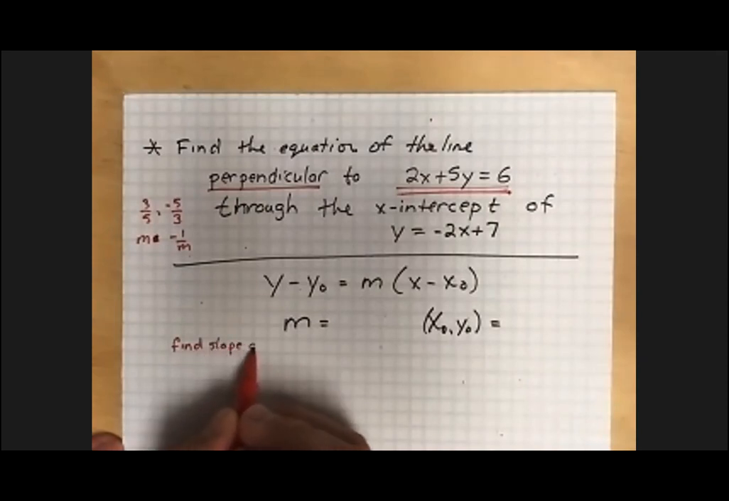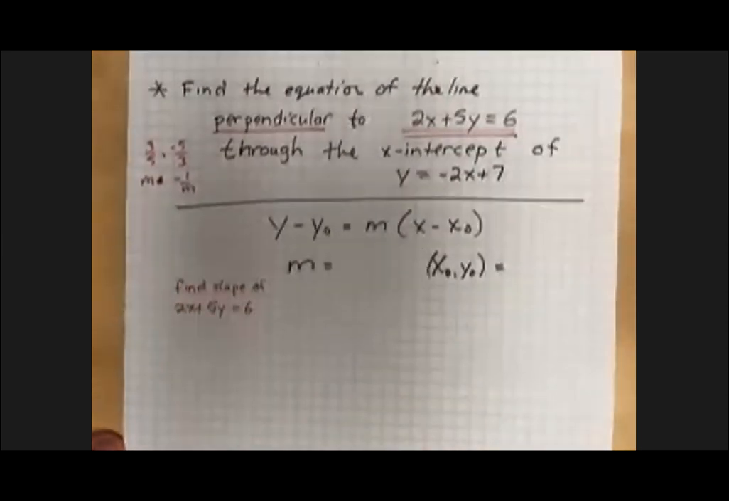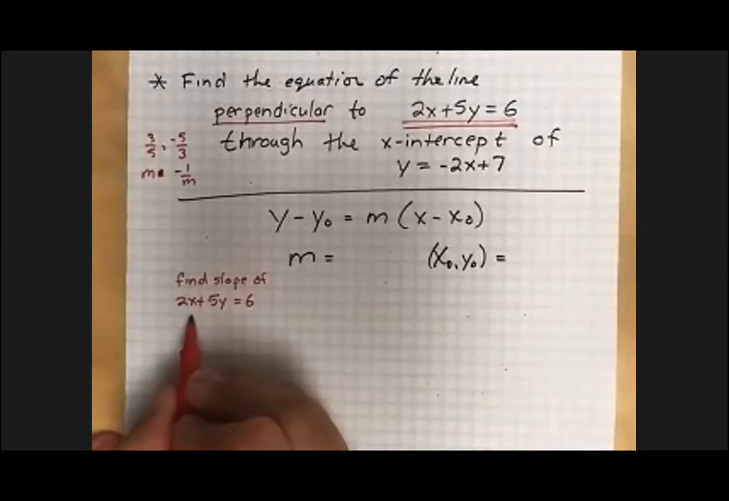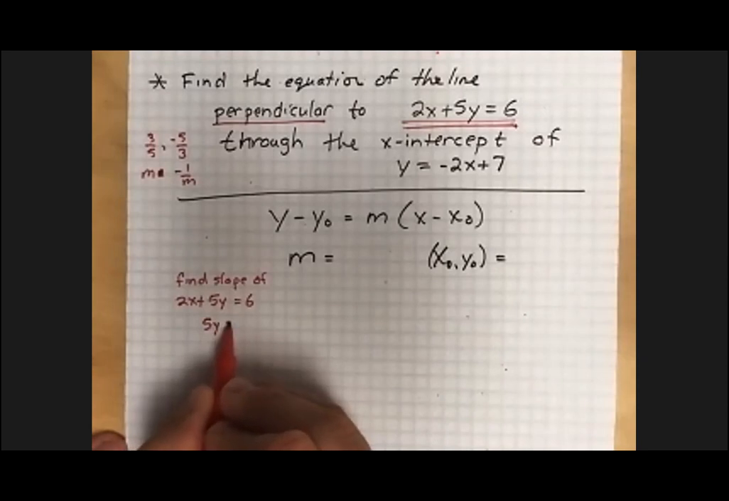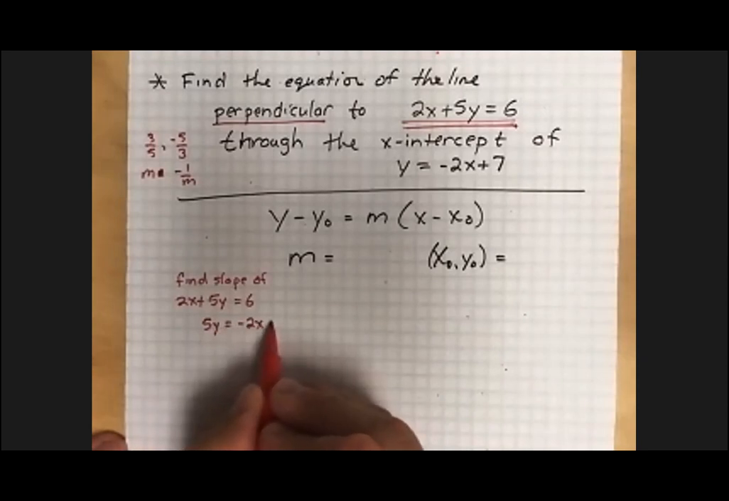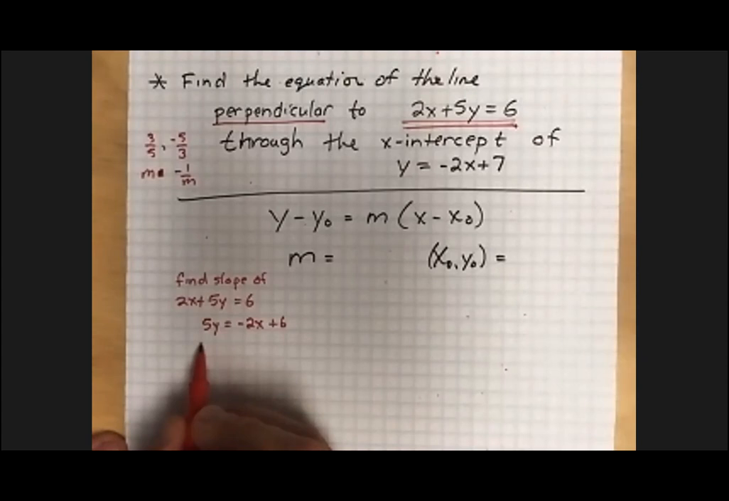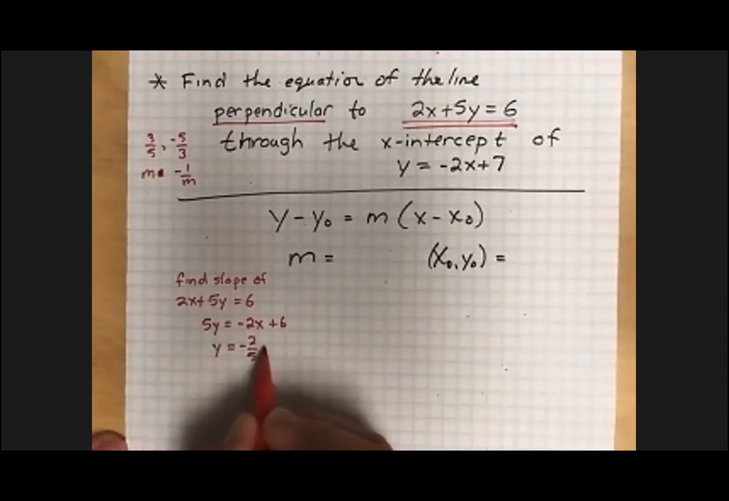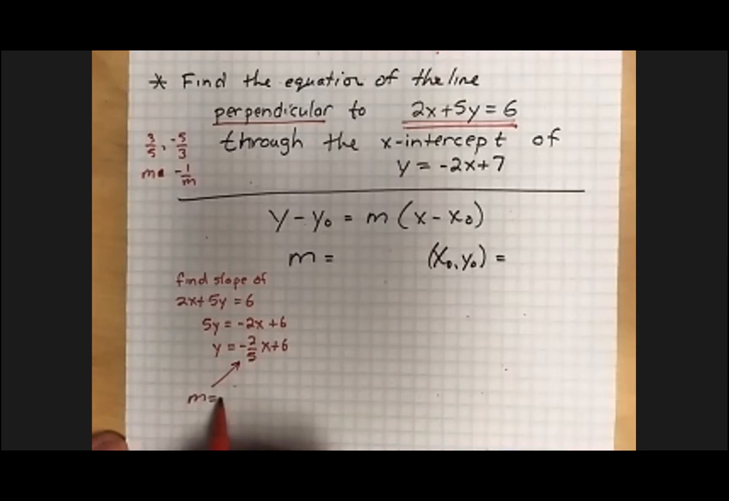Find the slope of 2x plus 5y equals 6. This is why I want to transition to slope-intercept form. I will subtract 2x. I will divide by 5. And now I know the slope of this line is minus 2/5.